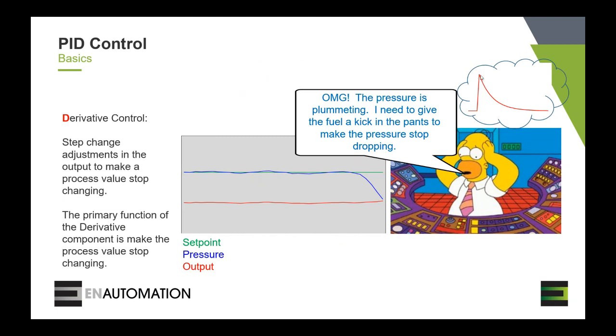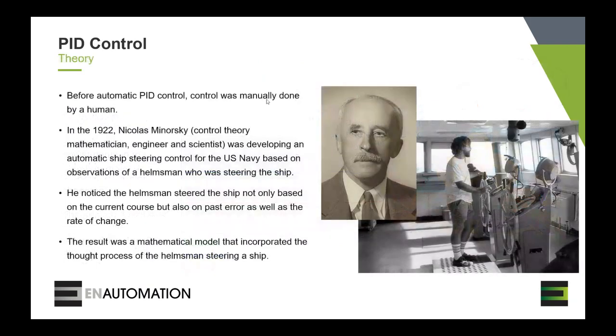So after the initial surge, we'll let the derivative control die off. The primary purpose of derivative control is just to make the process value stop changing. So that's what Homer's interested in now. So that's proportional, integral, and derivative control, just the definition of what they are. Three different components, three different purposes, and they function and behave differently. The combined effect from the three is added together to perform the PID control.